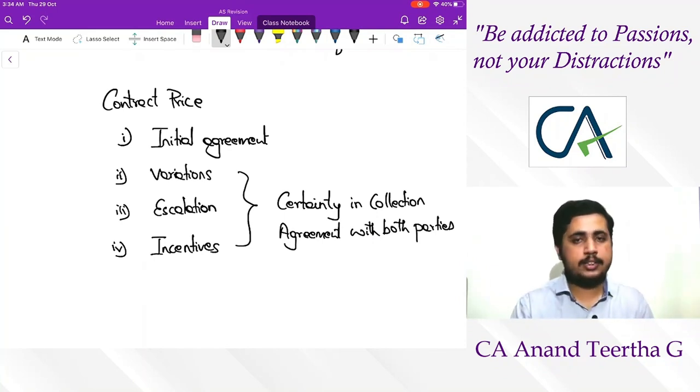Now the point is, say there is an incentive. The incentive says that if you finish before 6 months, you are going to get extra value. Correct. You have to make sure that you can finish it. If it is highly impractical that you are able to finish, but I still want to recognize the incentive, that is not possible. So for that, certainty is important. So certainty in the work, certainty in the collection, everything will be covered in that particular point. So this is your contract price.